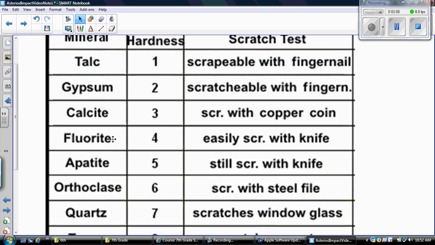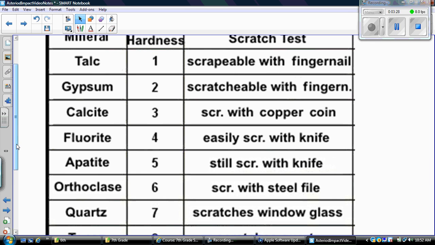You usually have maybe fluorite. If you can scratch it, but it takes more pressure pressing down with a steel knife, that's a hardness of 5, the mineral apatite. If you can scratch with a steel file, then you've got a hardness of 6, which is orthoclase. If you can scratch with glass, hardness of 7. Quartz.